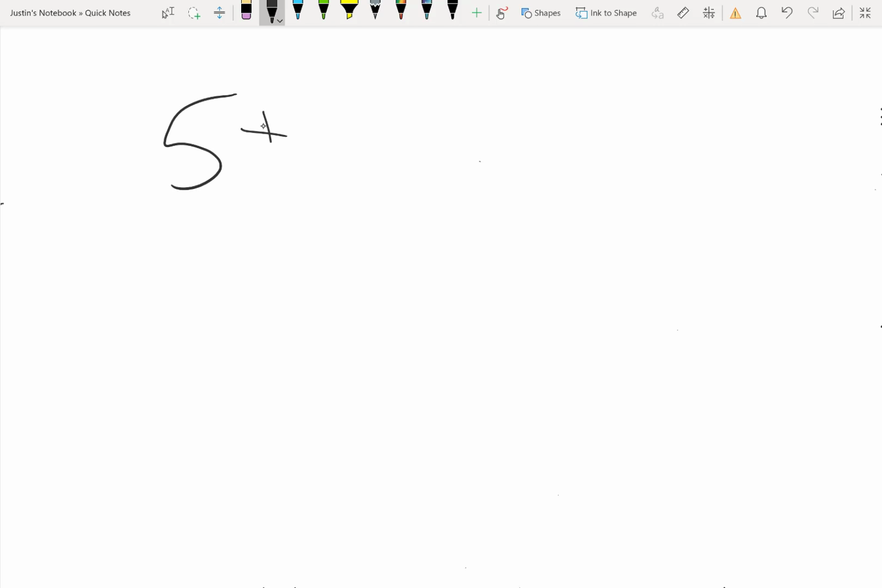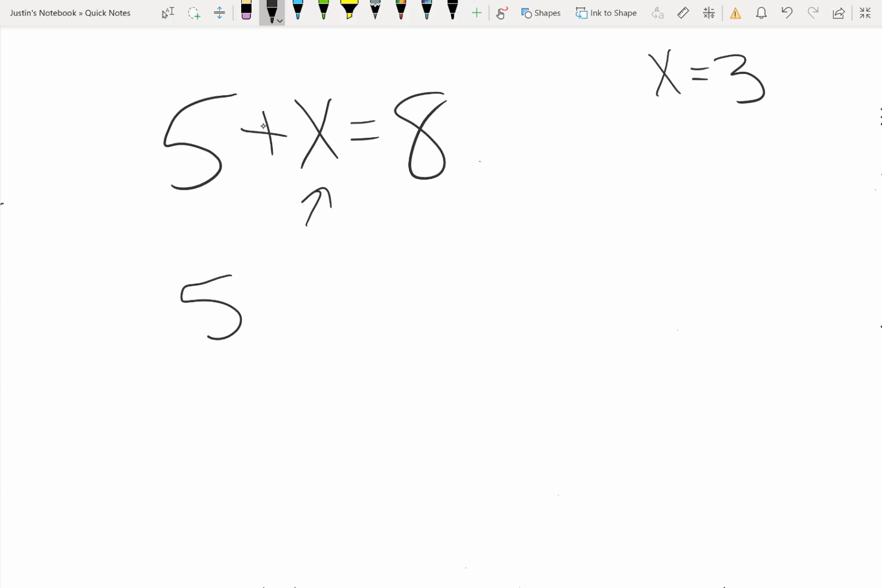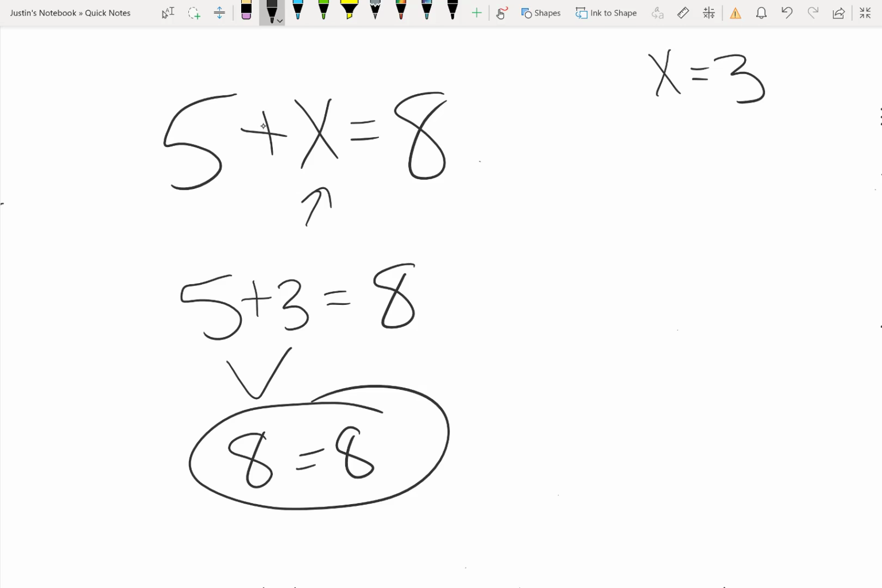5 plus x is equal to 8. And remember, for all of these, x is going to be equal to 3. So now let's plug in 3 for x. All right, so 5 plus 3 is equal to 8. All right, so let's solve this. 5 plus 3 is 8. 8 is equal to 8. Is this a true number sentence? Yes, it is. So you'd write this one as true. Let's go ahead and fill that one in.